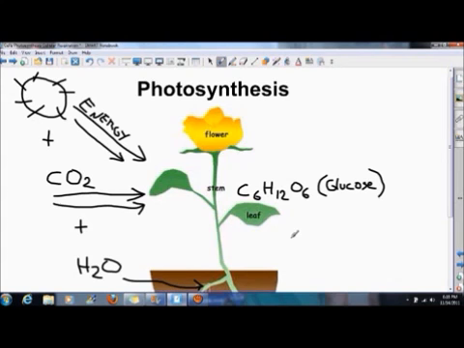As a side product from making glucose, the plant is also able to produce, let's bring an arrow coming out, oxygen, which is O2, something that we need. That is the process for photosynthesis. Please get that added to your notes.